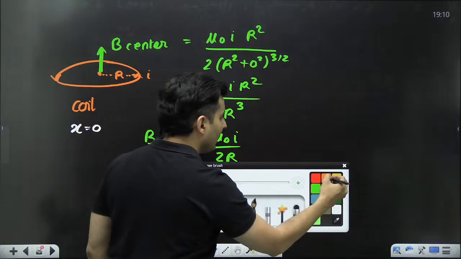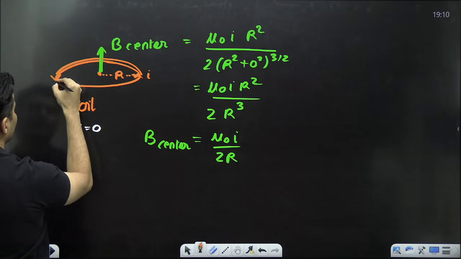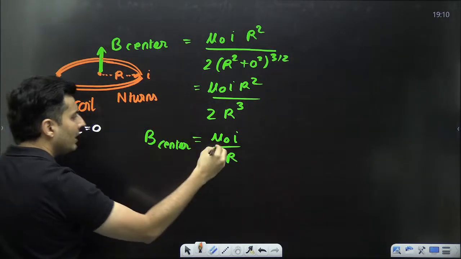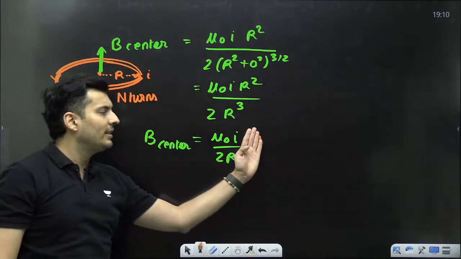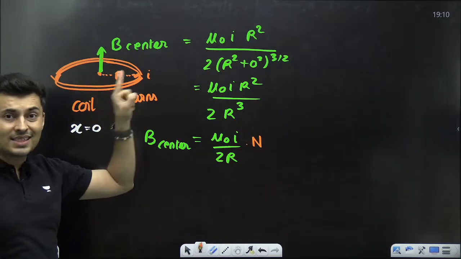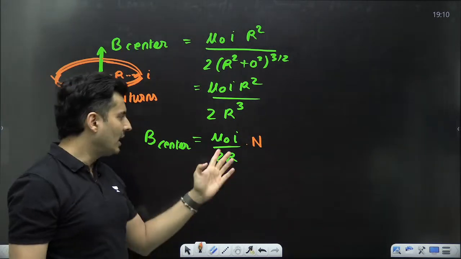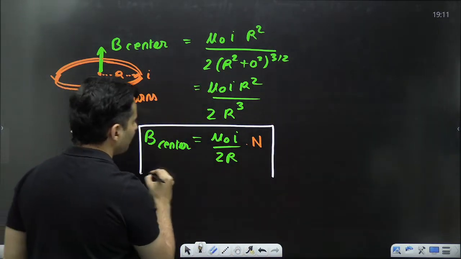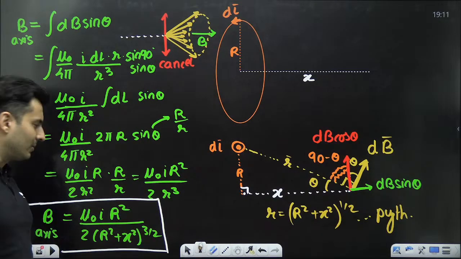Also keep in mind, if by chance this particular coil had many turns, let's say n number of turns, then the only thing that you do is multiply this with n. If the turns is 1, then n is 1, there is no doubt about it. But if it has 5 turns, 6 turns, 7 turns, etc., then you will put that number over here. So that's how the formula is for the magnetic field at the center of the coil. This was on the axis of the coil.